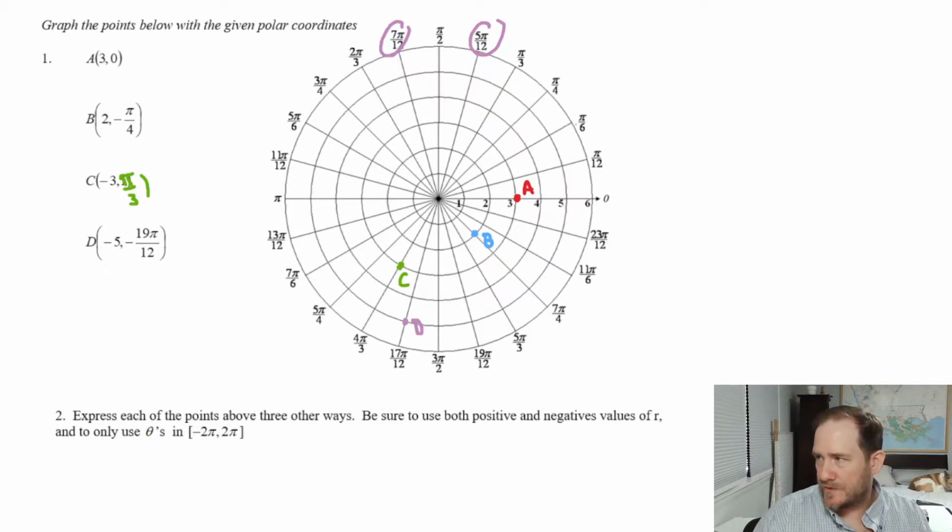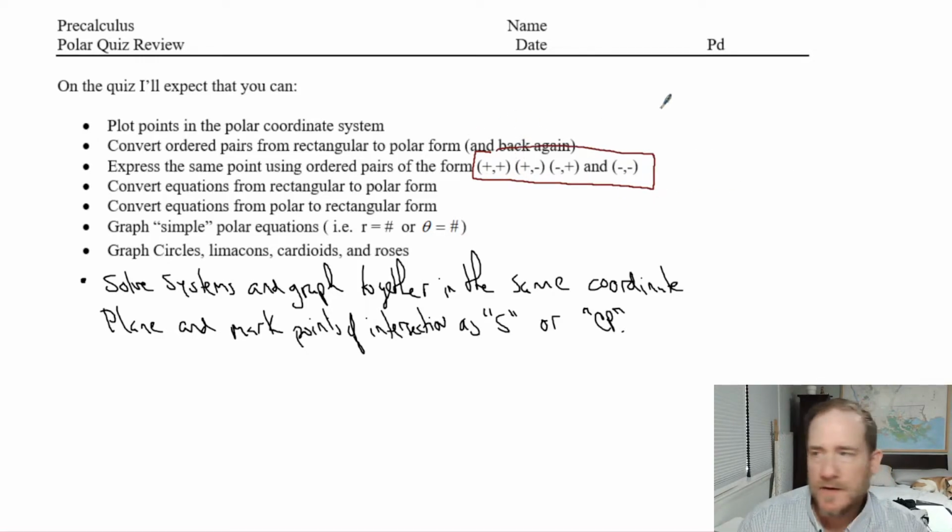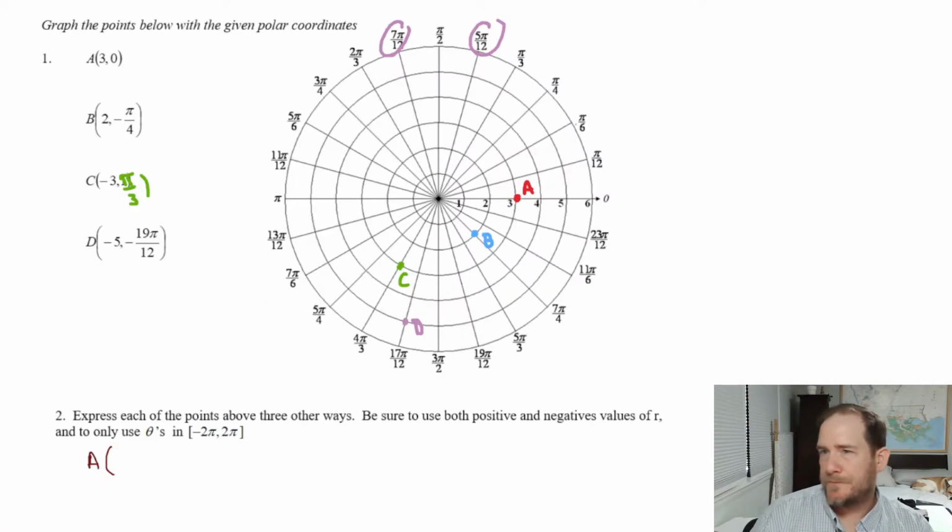Maybe more importantly is down here where it says express each of these points 3 other ways. So for part A, basically what you want to do is give me something that's plus plus, something that's plus minus, something that's minus plus, something that's minus minus. That's a good benchmark for how to do this. So the given point, with 0, I guess you're up a creek.